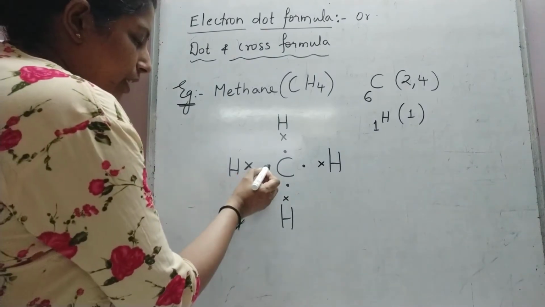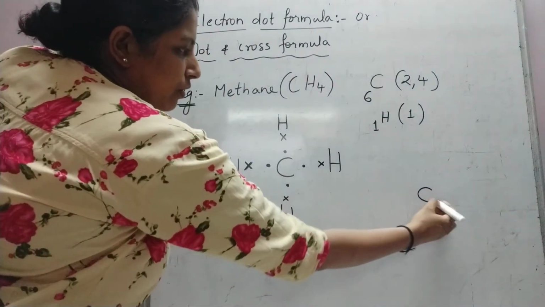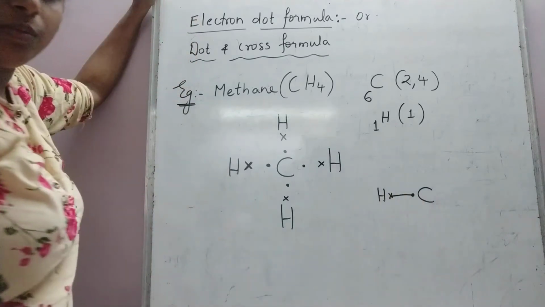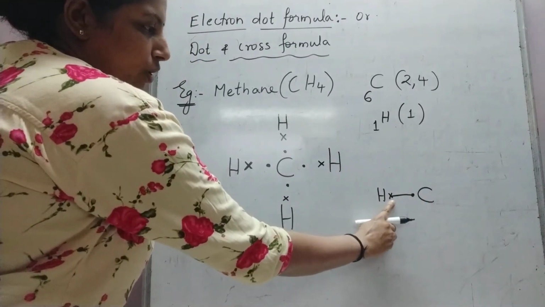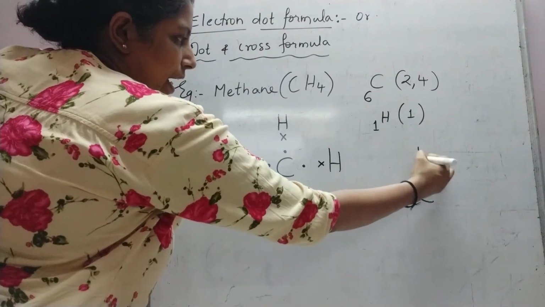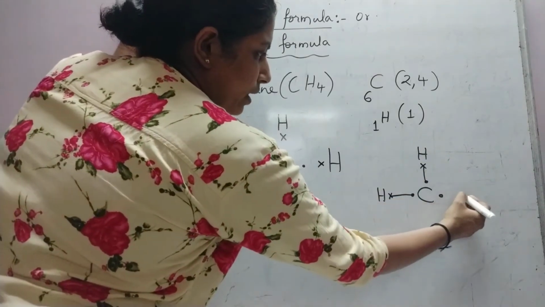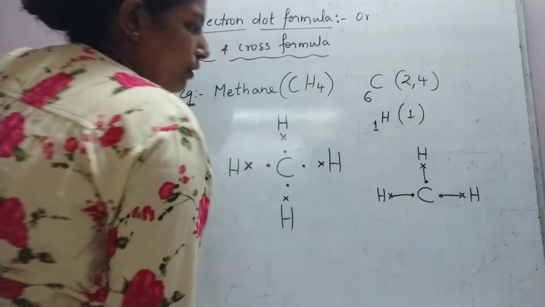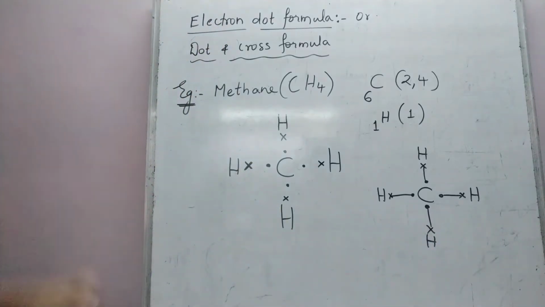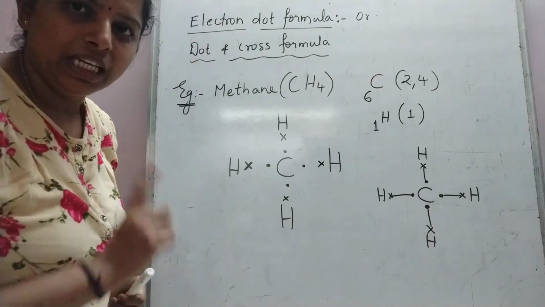Now this 1 electron of carbon and this electron of hydrogen will form one covalent bond. This is your first covalent bond. Cross represents electron of hydrogen, dot represents electron of carbon. Dot and cross. These 2 electrons make one more bond. Dot and cross. This will give you one more bond around carbon, and the 4th bond is with the 4th hydrogen atom. Is it okay? So this is how 4 bonds are formed around carbon atom in methane.